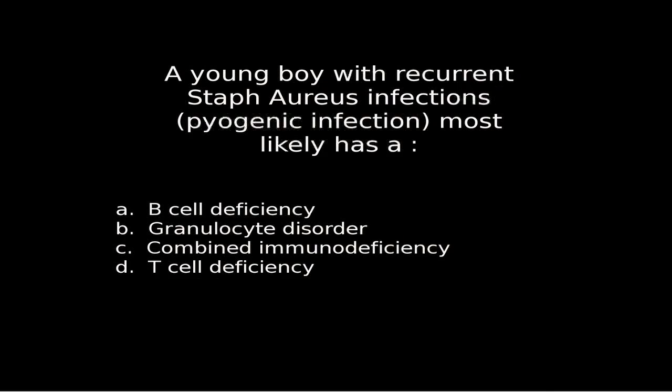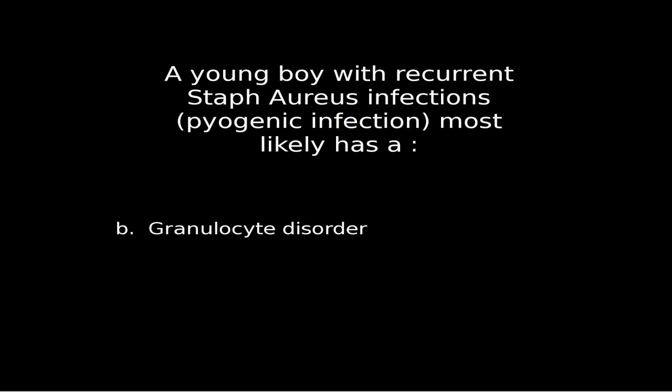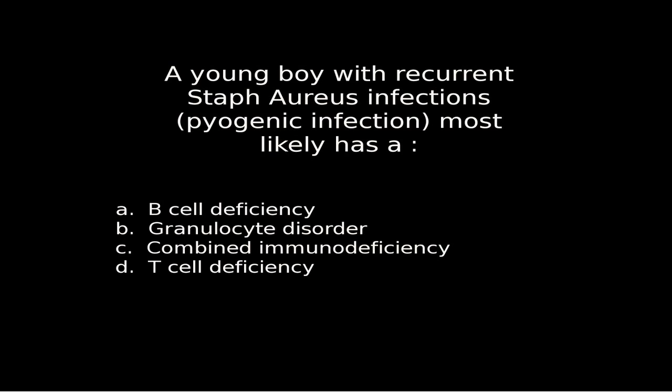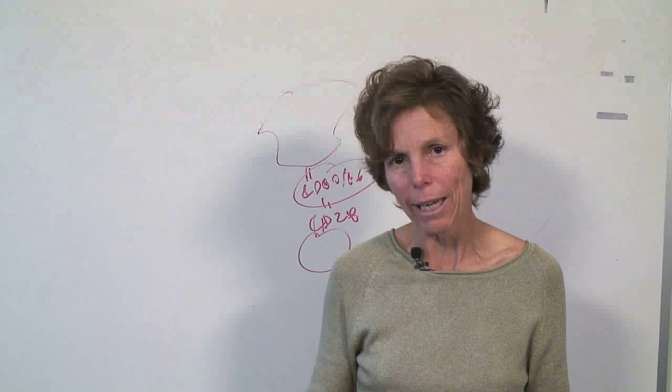Number 18 is a young boy with recurrent staph aureus infections, pyogenic means pus, okay, most likely has which of the following deficiencies? We went through this pretty carefully a while ago. A, B cell, no. It's staph, right? It's a granulocyte disorder because you're having a problem more likely with NADPH oxidase. So B is the answer, granulocyte. Combined immunodeficiency, no. That's specific to B cell, T cell, both. And then D, T cell immunity, no. If you had T cell immunity, you'd have a lot more than just staph infections. That would be more like HIV.